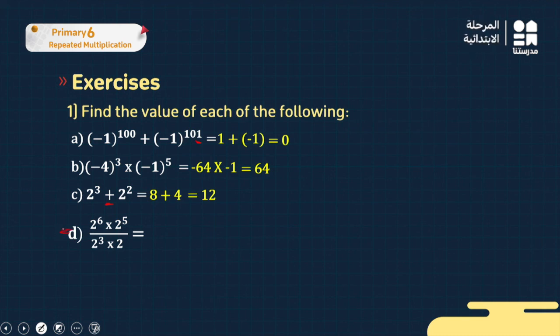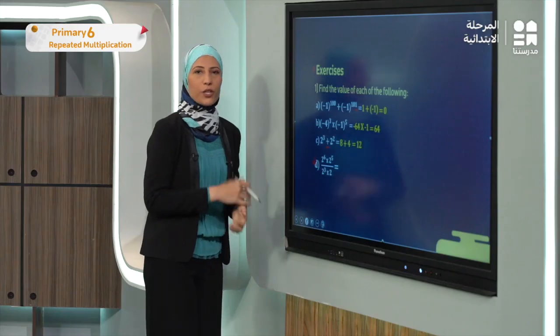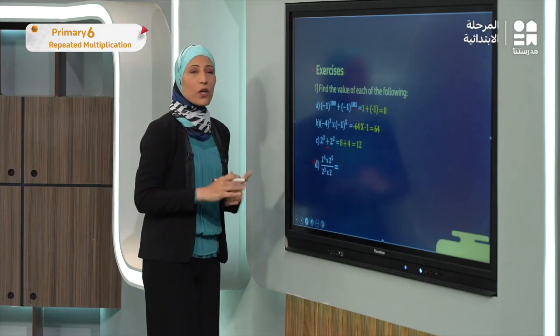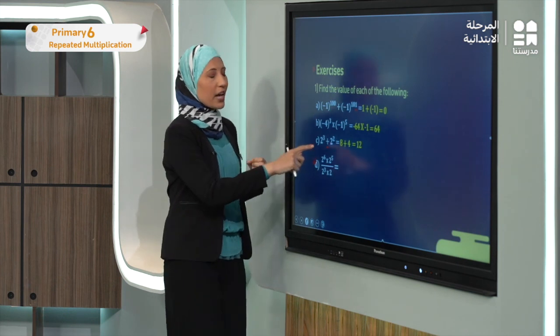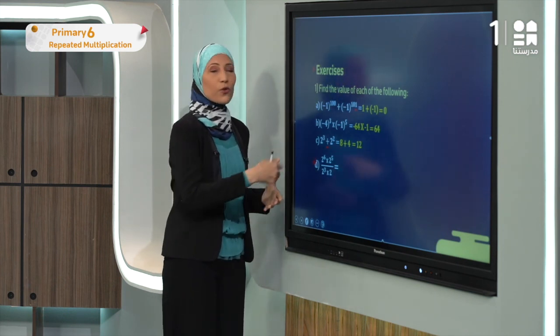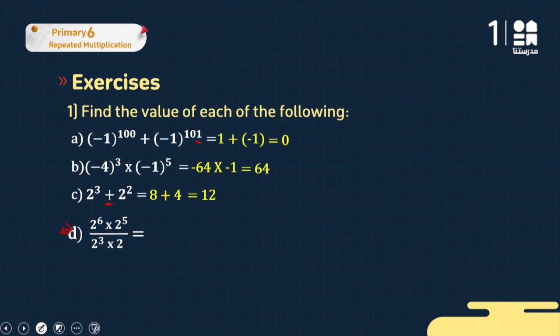Now, I have letter D. The letter D is one of my common examples. You are going to see it a lot. How are we going to do that? If you look, I have 2 to the power of 6 times 2 to the power of 5, divided by 2 to the power of 3 times 2. In this case, I am going to use my rule.